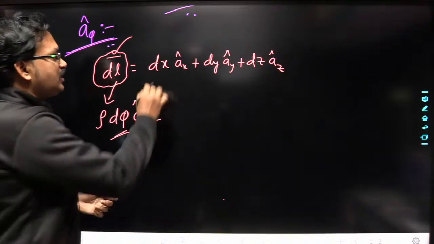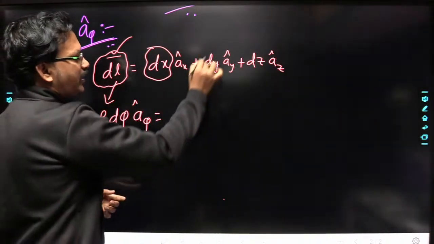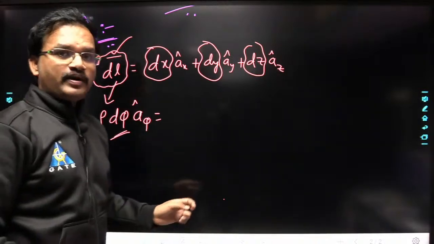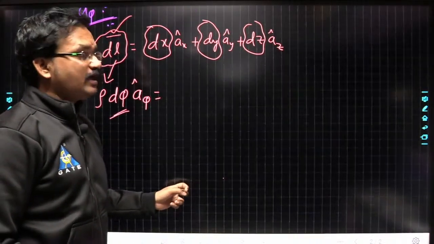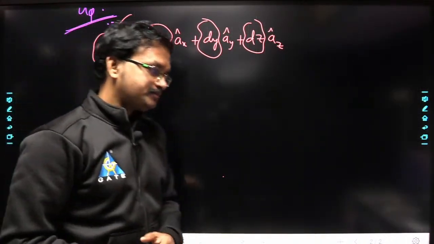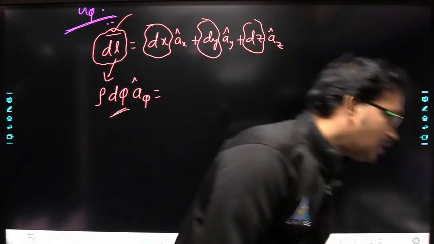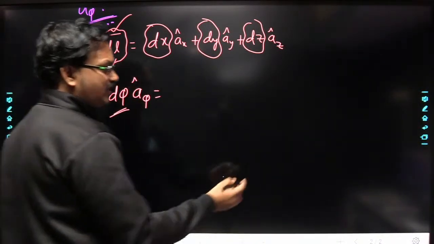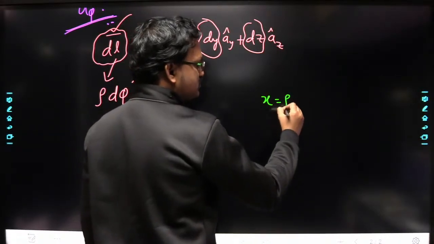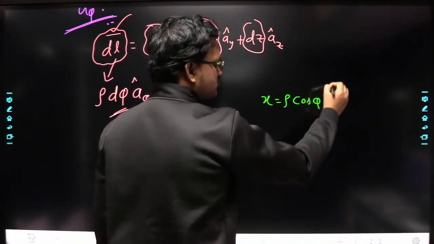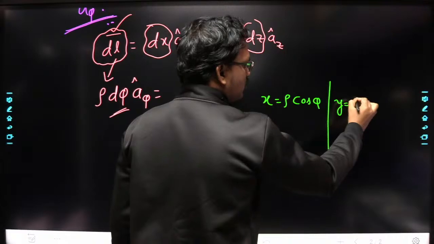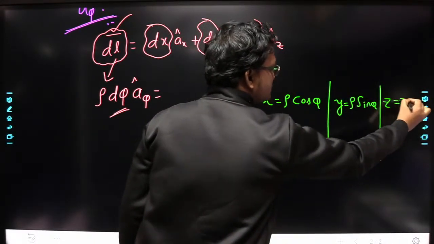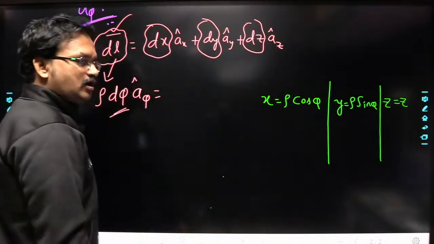Understood? Okay. Similarly, we have to determine these dx, dy and dz values by varying only phi. Understood? Okay. So now see here, how can we do that? Same procedure here. We know that x is equal to rho cos phi, y is equal to rho sin phi, z is equal to z.